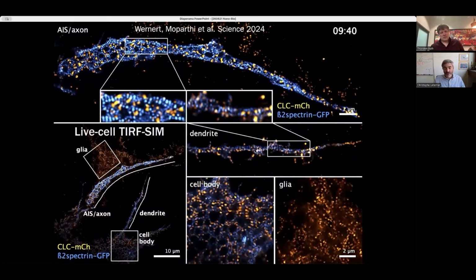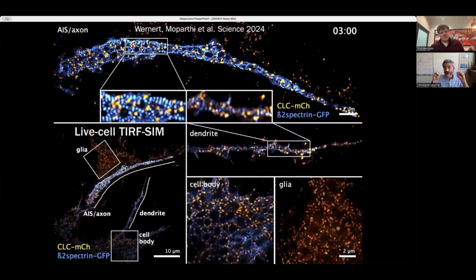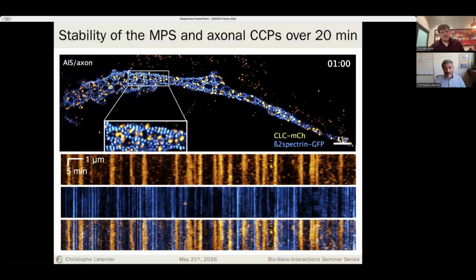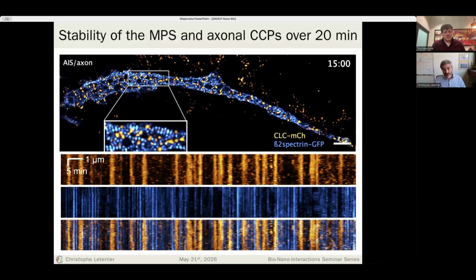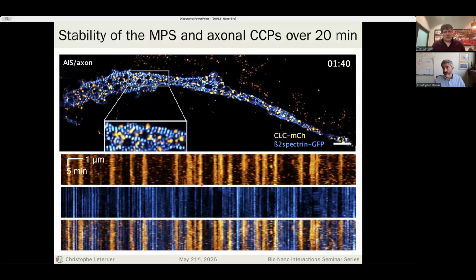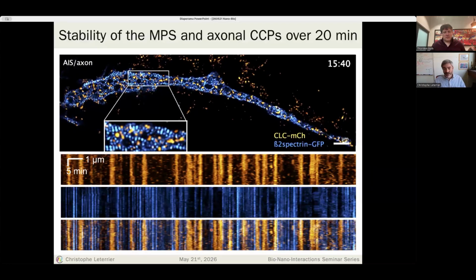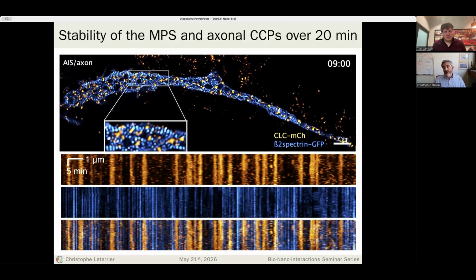If you look at this, it is a glia next to the neuron, and you see everything is blinking because the clathrin-coated pits appear and disappear constantly. So the stability, you can see it here, the kymograph showing that these clathrin-coated pits are there from the beginning to the end of the movie. Of course, the spectrin scaffold is also very stable during this time. And so in all of the spectrin, you have a stable clathrin-coated pit.